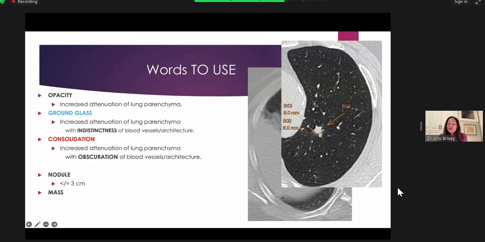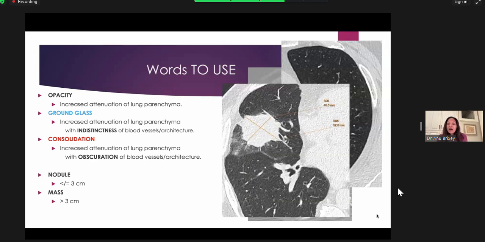And that's different from a mass, which is greater than 3 centimeters. So if we saw this finding, this focal area of increased density, specifically a consolidative density, measuring 4.5 by 5.2 centimeters, we would call this a pulmonary mass. So you really want to differentiate nodules from masses based on their size.